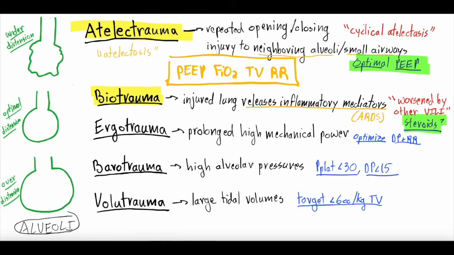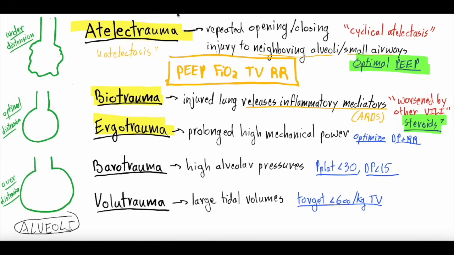There's also this confusing concept of ergotrauma, and we're not going to spend much time on this. This is the idea that on prolonged high mechanical power, so you're on a ventilator and your body's experiencing a certain amount of mechanical power from that ventilator, complex topic. Even if you have optimal distension of the alveoli, you still can have ergotrauma over time just from your lung tissue absorbing all that mechanical power from the ventilator.